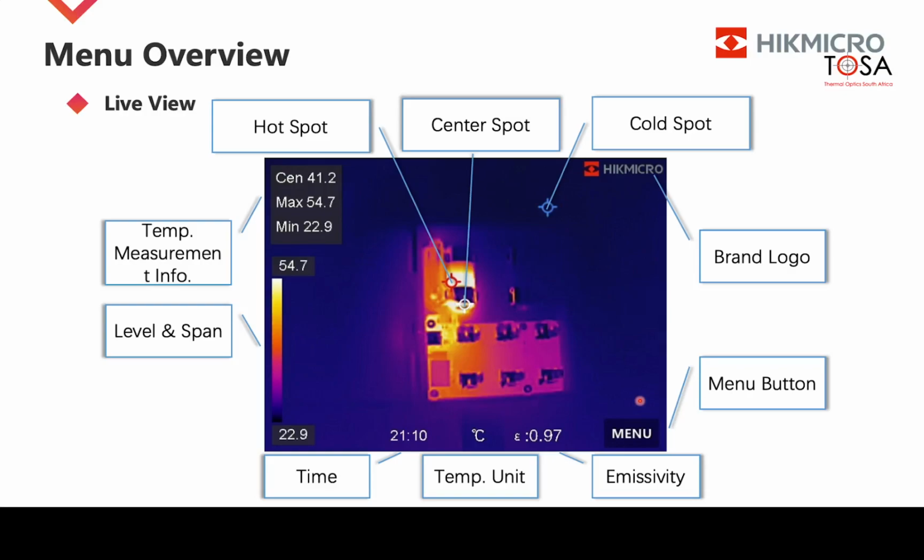And then there's a cold spot. Also you can see the minimum there of 22 degrees. The cold spot will find the coldest spot on the image that you're looking at. Then working clockwise, there's just the brand logo and the menu button at the top, at the bottom at least. Then the emissivity of the device.